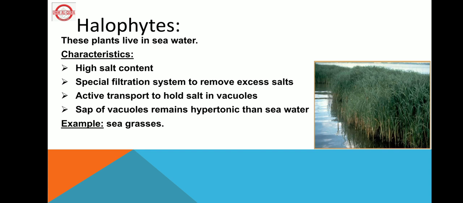These plants have sap of vacuoles. Sap means the fluid part of a plant which contains different salts. The sap of the vacuole remains even more hypertonic than seawater. Hypertonic means the solution which contains the maximum amount of solute. So the sap of the vacuole remains even more hypertonic than seawater. The example of halophytes is seagrass.